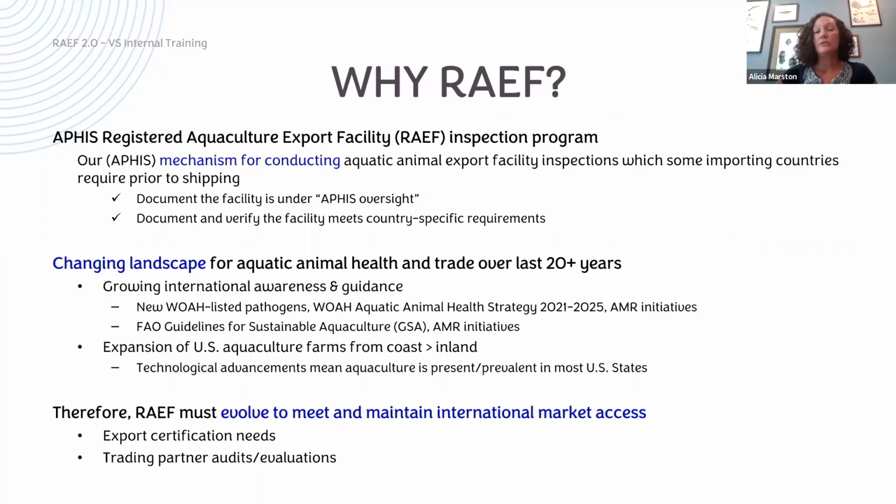And as those endorsing officials, we need to be able to verify certain things before we can sign the health certificate, including that the facility is under our oversight, that we previously approved the facility for the species that they have, and that they're meeting the requirements to send those species to the countries that require APHIS oversight, et cetera.